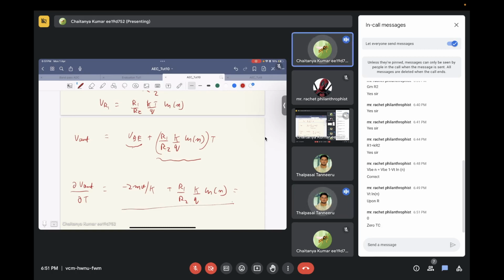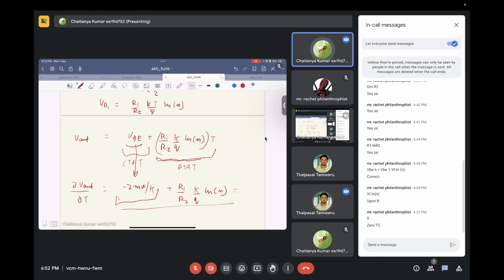So this should be equal to zero, right? You want your output voltage not to vary with temperature. Previously, it would be complementary. The VBE's differentiation is basically minus 2 millivolt per Kelvin, and this is your PTAT voltage. This is your CTAT voltage.